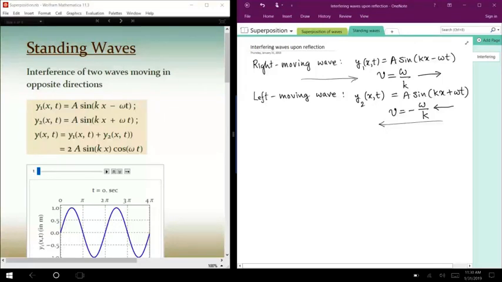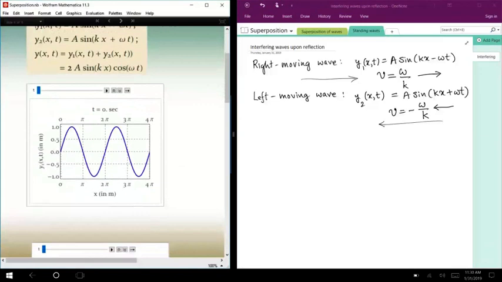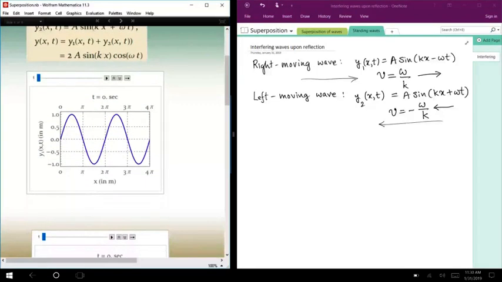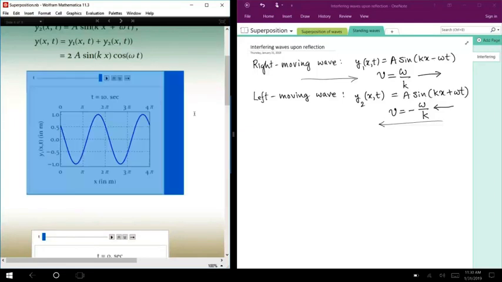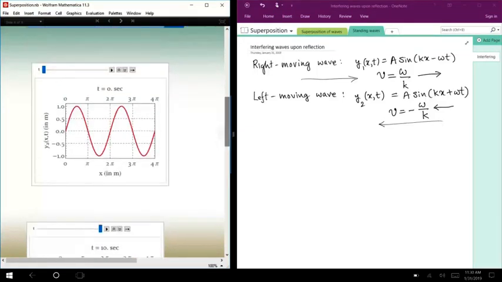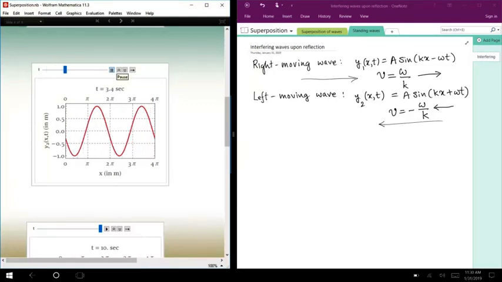Okay, so now let me show you a plot for these waves. I have plotted y1(x, t) as a function of time, and if the function runs properly, there you go. You can see that this is moving to the right. And similarly, I can also plot y2(x, t), and that's moving to the left.